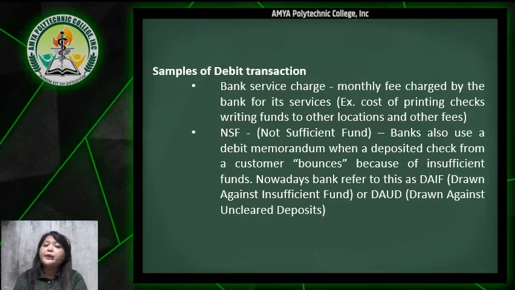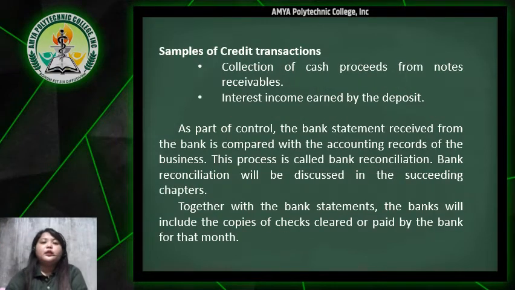So we have here samples of debit transactions. First is the bank service charge. This is a monthly fee charged by the bank for its services. Examples of this are the cost of printing checks, wiring funds to other locations, and other fees. We have NSF, the not sufficient funds, also. We have another sample, but under the credit transactions. So we have the collection of cash proceeds from notes receivable and interest income earned by the deposit.